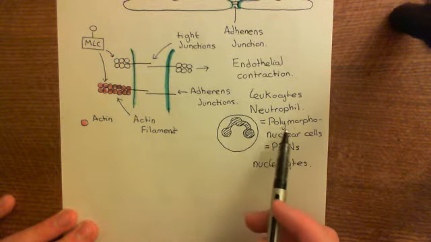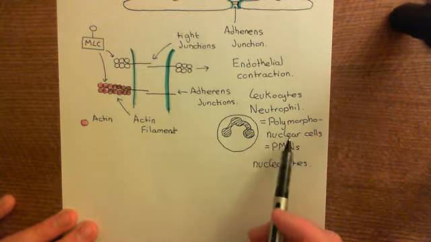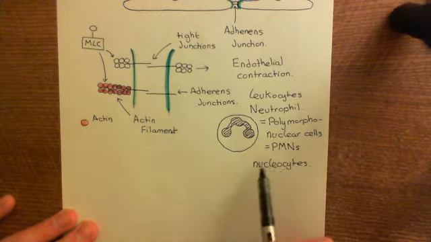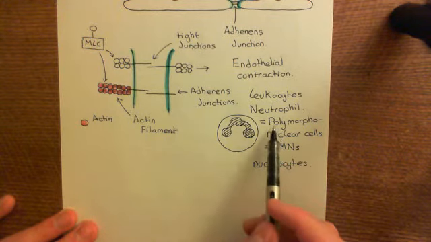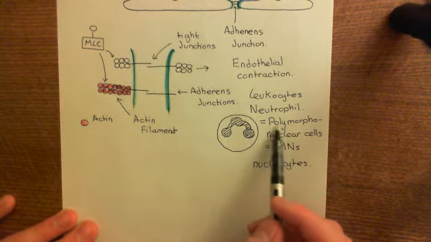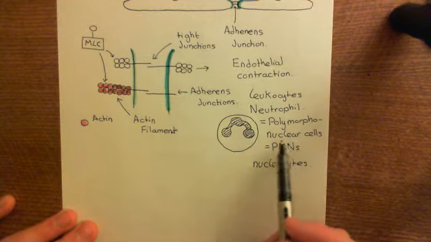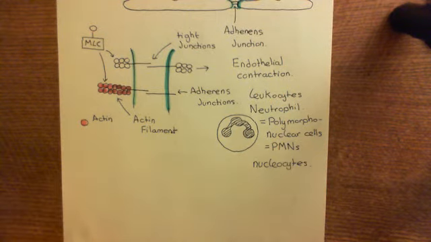So they have loads of different shaped nuclei, and this is why they're called polymorphonuclear cells, because poly means many, morpho means shape or morphology, and then nucleus. So they have many different shaped nuclei, okay? So that's the logic in their name.